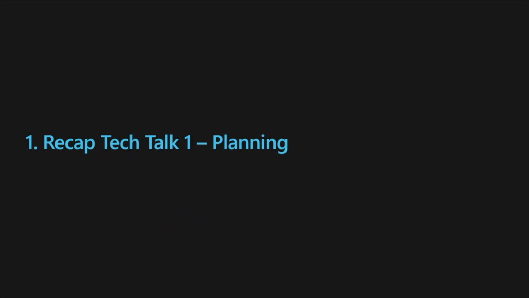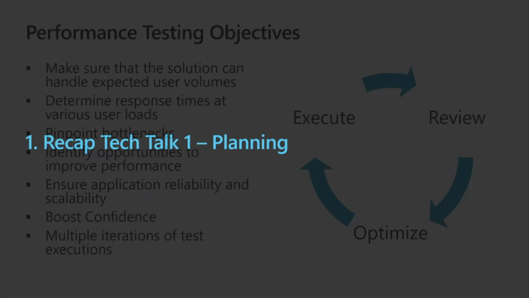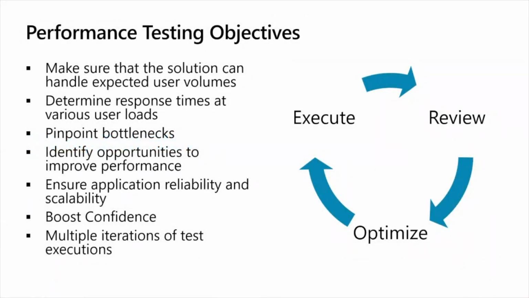First, we'll recap some of the points from the first Tech Talk in the series. What are we trying to achieve in performance testing? Performance testing is a key element of any successful implementation. It ensures that the solution enables the business to achieve its goals. If we're expecting our new app to handle 1,000 users on the first day, we do everything we can to make sure the solution scales appropriately before we go live.